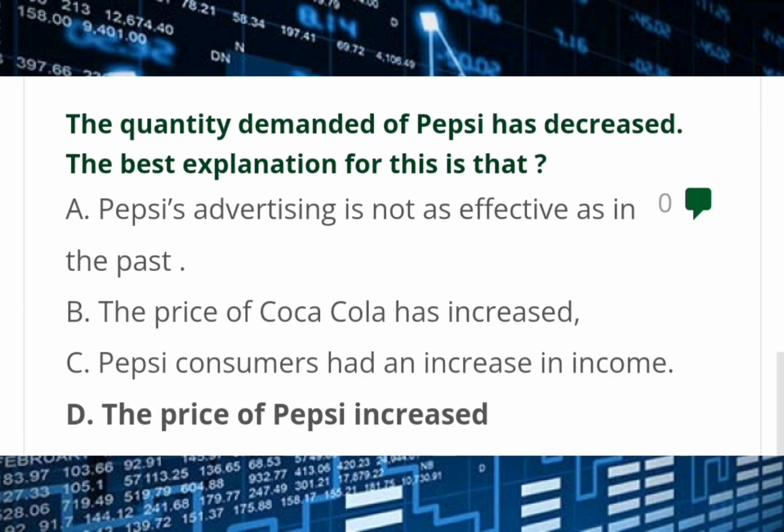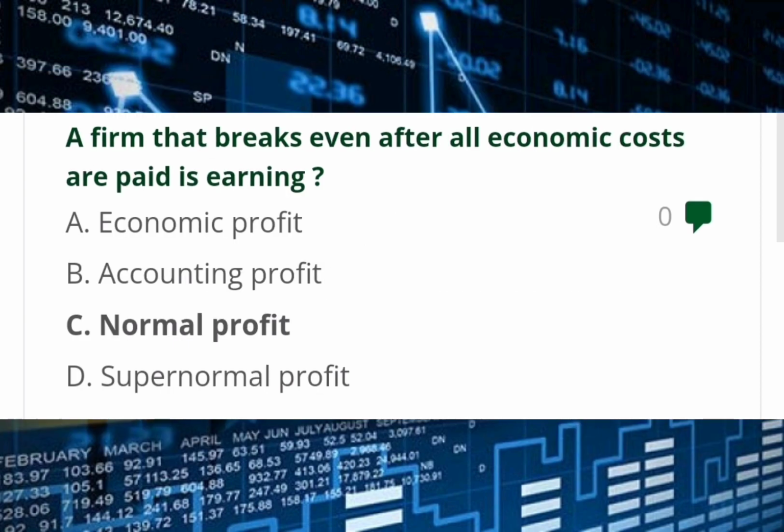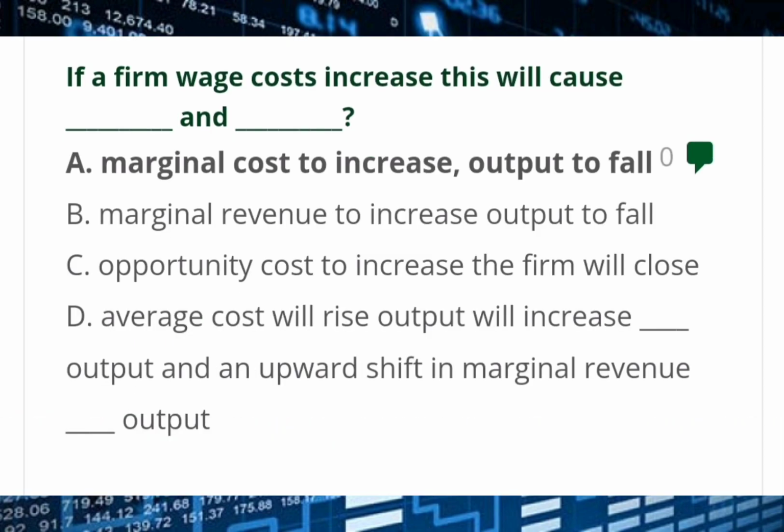The quantity demanded of Pepsi has decreased. The best explanation for this is that, answer D, the price of Pepsi increased. If both marginal cost and marginal revenue increase, a firm, answer C, will require further information on how to respond. A firm that breaks even after all economic costs are paid is earning, answer C, normal profit. If a firm's wage cost increases, it will cause dash and dash, answer A, marginal cost to increase, output to fall.